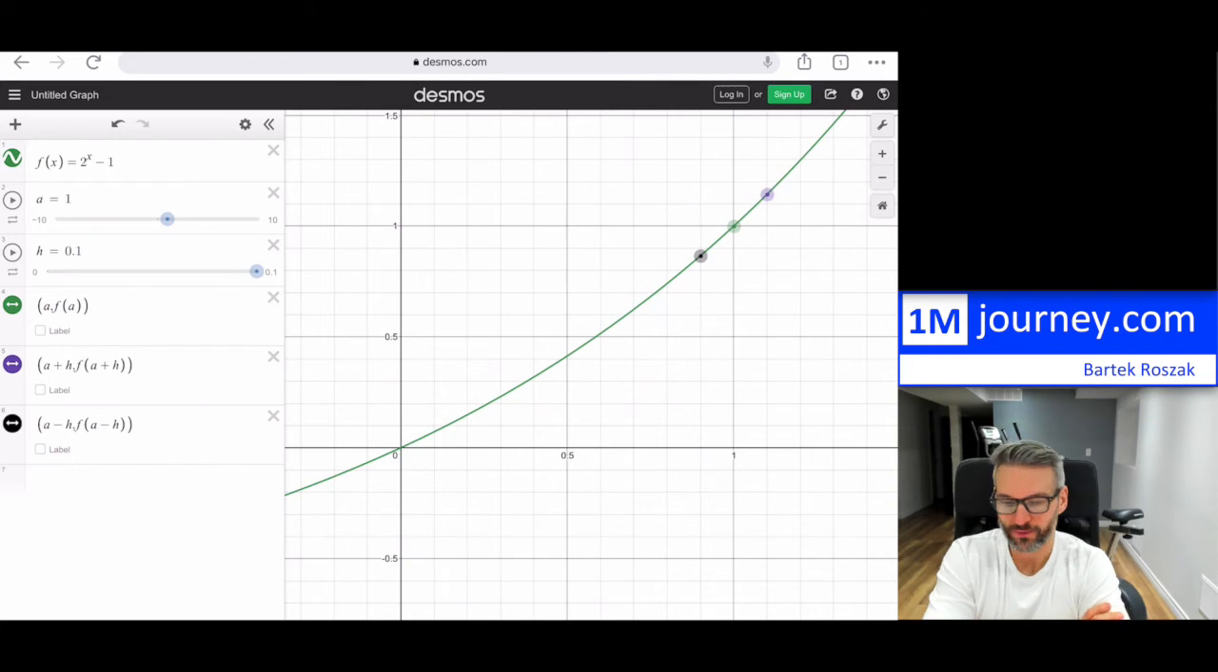All right, so before I do the calculations, what I wanted to do is graph this on decimals. Notice I put the function in, I put a is equal to 1, I put h is equal to 0.1, and it's between 0 and 1, so we can make it as small as we like. And then I plotted the actual points: the one at a, the one at a plus h, and a minus h.